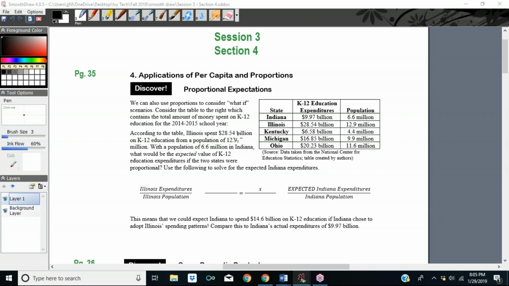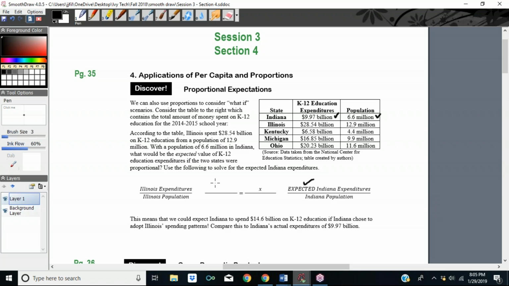According to the table, Illinois spent $28.54 billion from a population of 12.9 million. So notice billions and millions. With a population of 6.6 million in Indiana, what would be the expected value of K-12 education expenditures if the two states were proportional? When we say two things are proportional, that means the fractions would be equivalent. Right now we have all the data for the expenditures and the population. The question is, what would Indiana's expected expenditures be if that fraction was the same as the Illinois fraction?